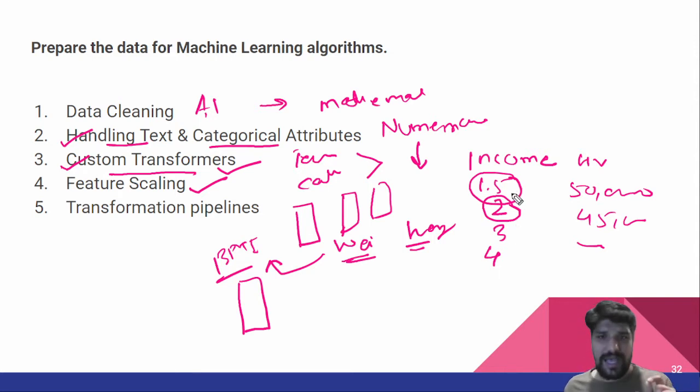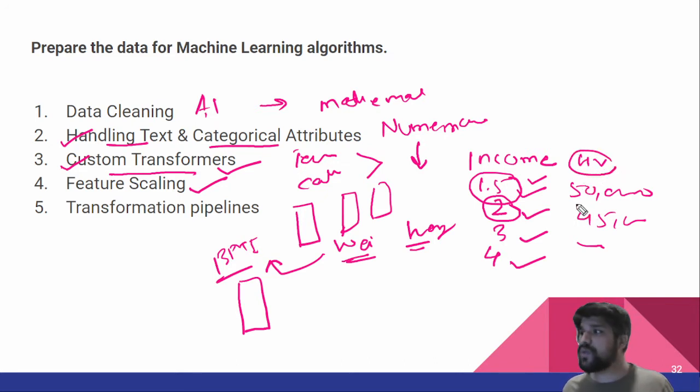So is that salary 1.5? No, salary is something like $1,500, $2,000, $30,000, $40,000. So they have reduced, they have scaled it down somewhere like this. However, housing value they haven't scaled down like that. So we have to scale down these kinds of features. I will explain in detail how to scale it down.